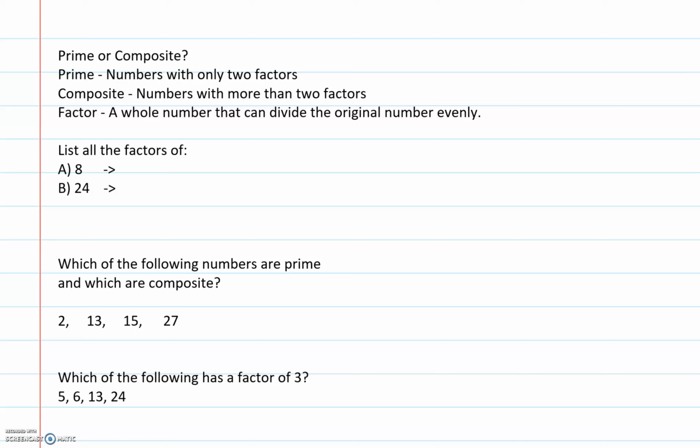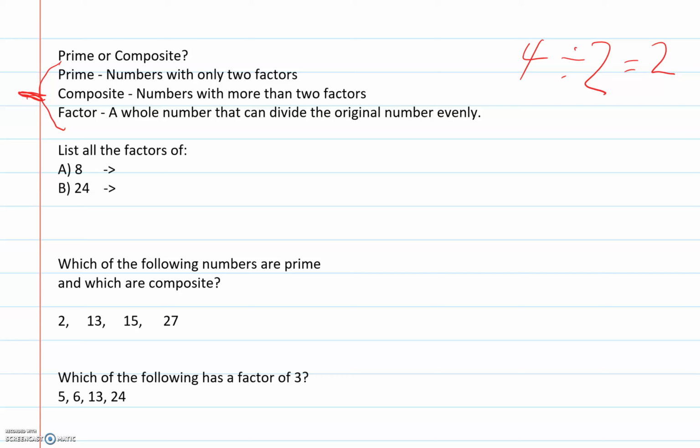the original number was. So looking here at prime numbers, we've got a couple different definitions that we have to know. So we've got prime, composite, and we have factors. So prime numbers are numbers with only two factors. Composite numbers have more than two factors. And a factor is a whole number that can divide the original number evenly, meaning that it only ends up with another whole number. So let's say 4 can be divided by 2, so 2 is a factor because it divides it evenly, giving another whole number at the end.